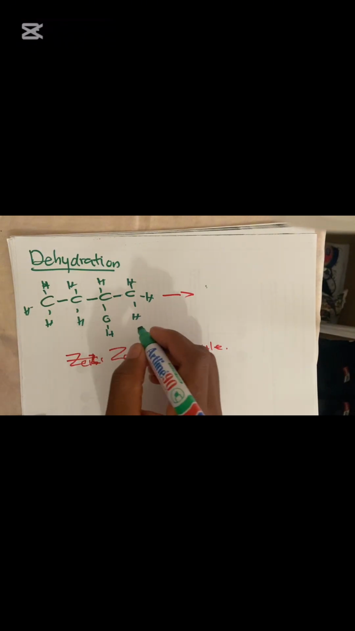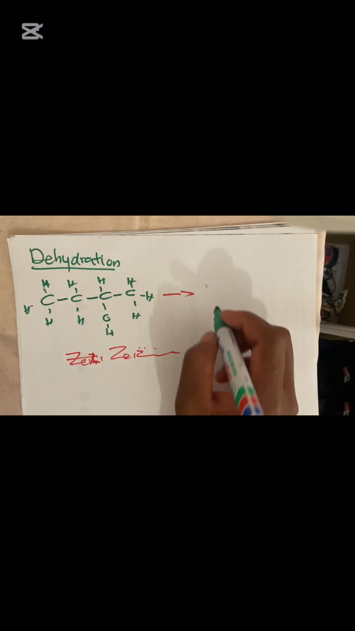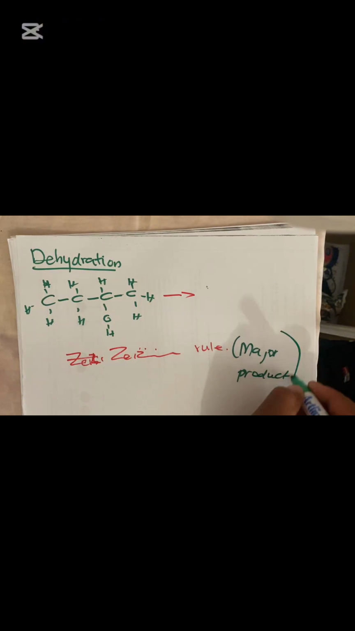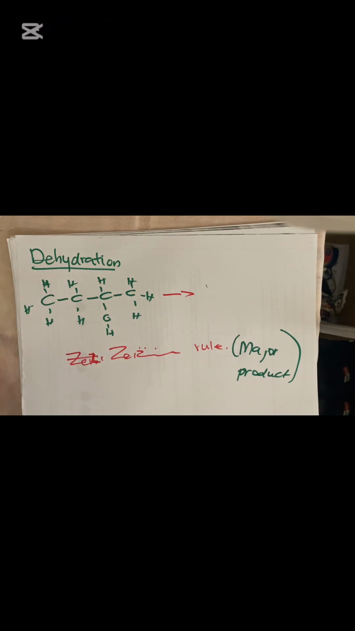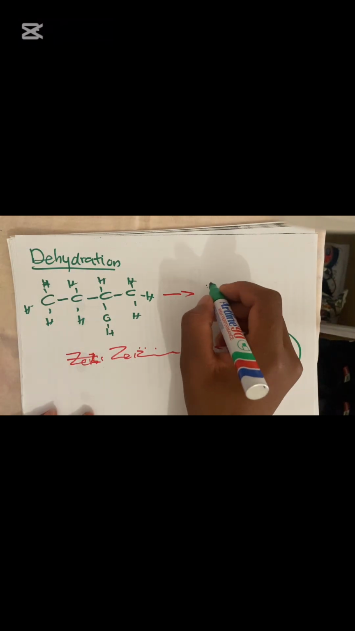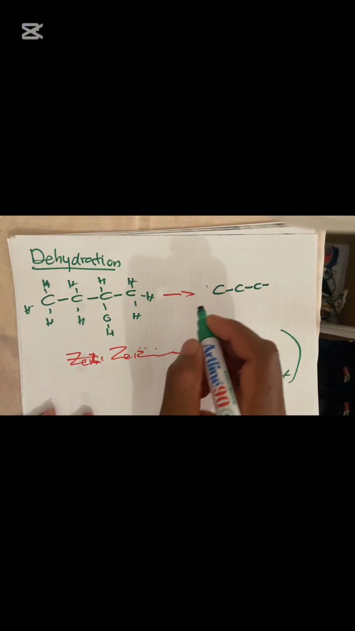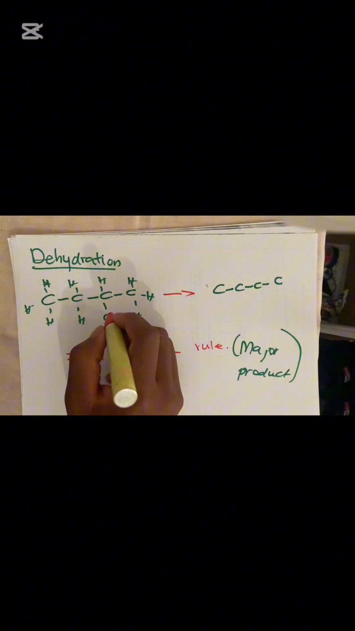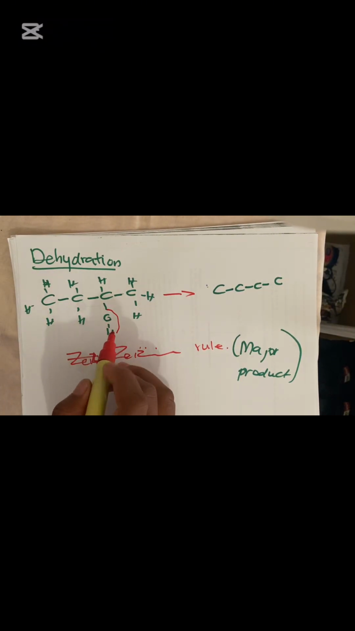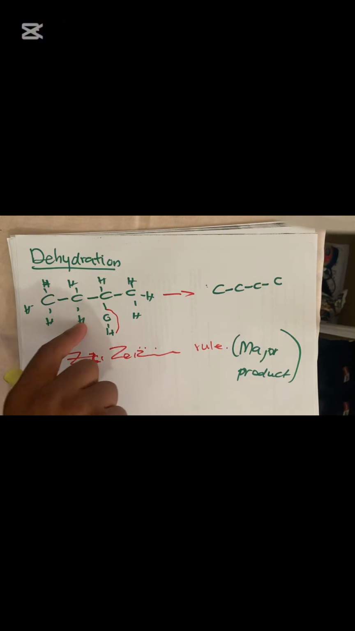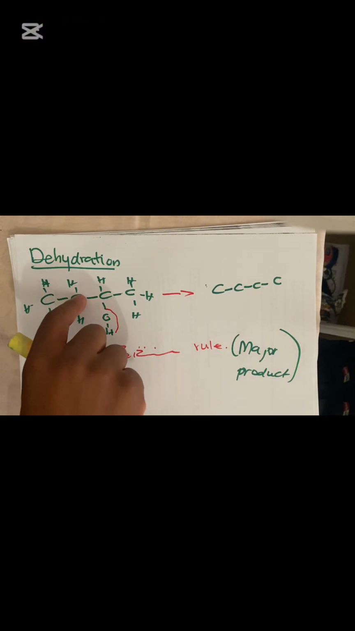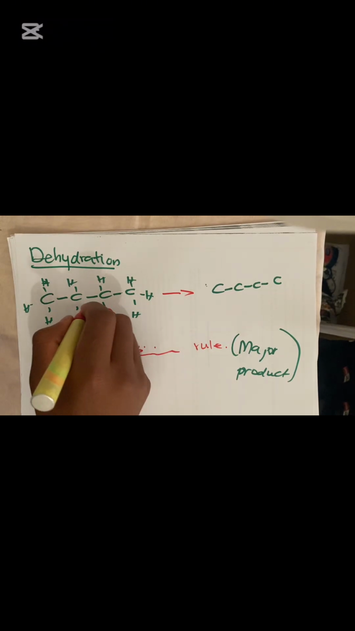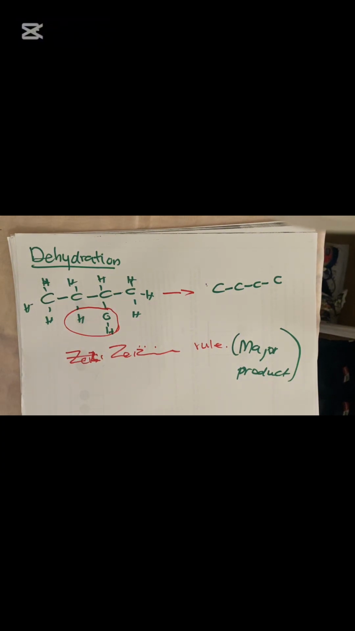So in dehydration, we remove the hydrogen in order to form a major product. We are going to remove the hydrogen from the carbon with the least number of hydrogen atoms. We are going to analyze where we are going to remove. Yes, we know that we are going to remove this OH. So which hydrogen are we going to remove, this one or this one? We remove this one because this carbon has the least number of hydrogen atoms. What are we removing? The oxygen.